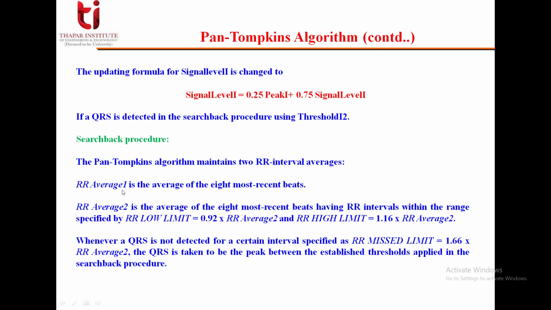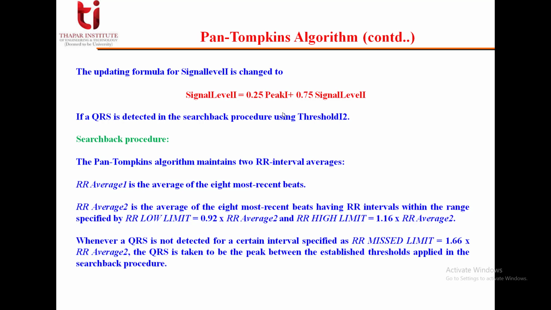Now this signal level 1 will be changed to this function. We can say it will use signal level, and here you can see the coefficient is now 0.75. This will be changed when we are checking using threshold I2 rather than threshold I1. So if this QRS is detected in the search back procedure using threshold I2, then we will use this formula instead of the previous formula.